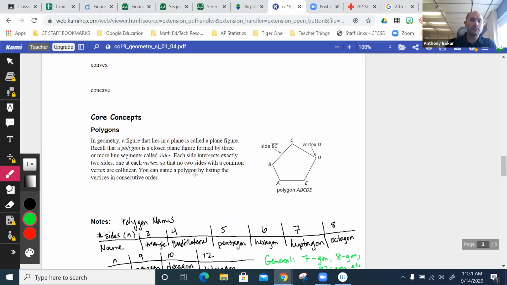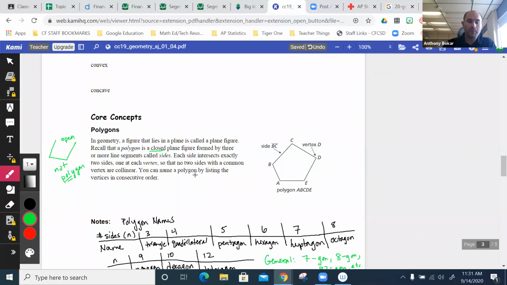So a figure that lies in a plane is called a plane figure. A polygon is a closed plane figure. So what does it mean by closed? Closed just means a polygon can't be this. It can't be a polygon. It's not closed. It's open on one side. So this would be open. So that is not a polygon.